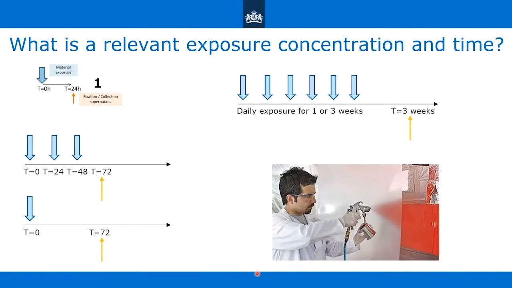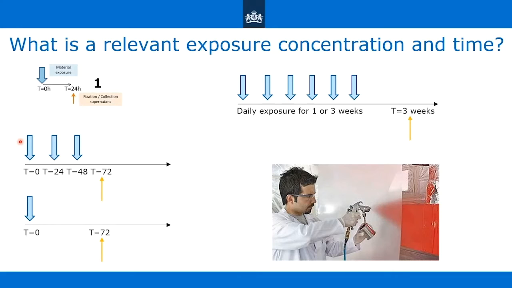Then comes the question, what's the relevant exposure concentration and time? Usually in toxicity research, you expose at a typical time point with only a single exposure, and then 24 hours later, you measure the response. With these lung models that can be cultured for days or weeks at the air-liquid interface, and the exposure systems that can also be used for repeated exposure, you can tune your own exposure.